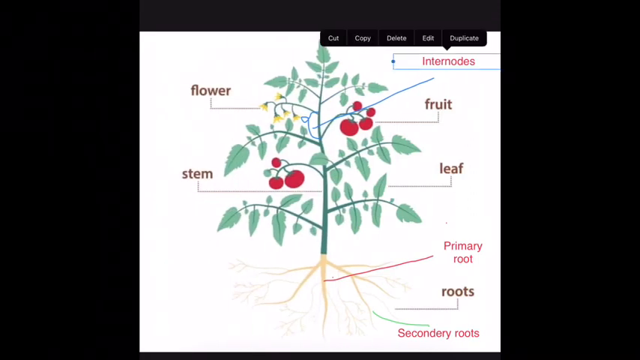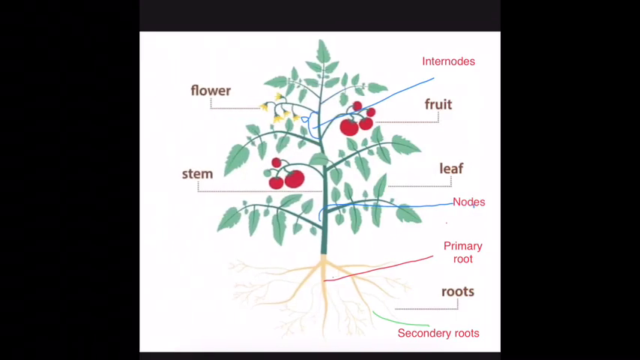Now let me show you the nodes. Below the leaf you can see node is written. The joint between branch and stem is called node, and the space between two nodes is called internode, which is written above the fruit. This is the end.